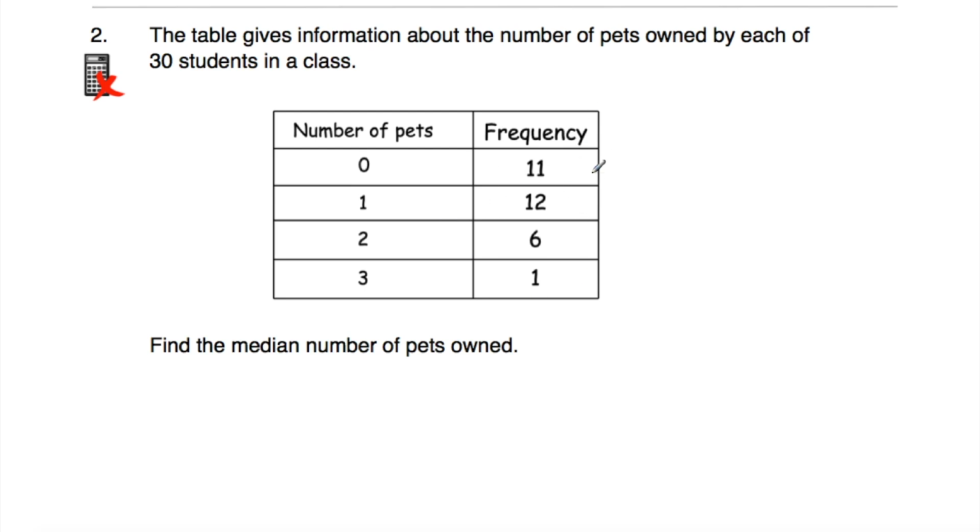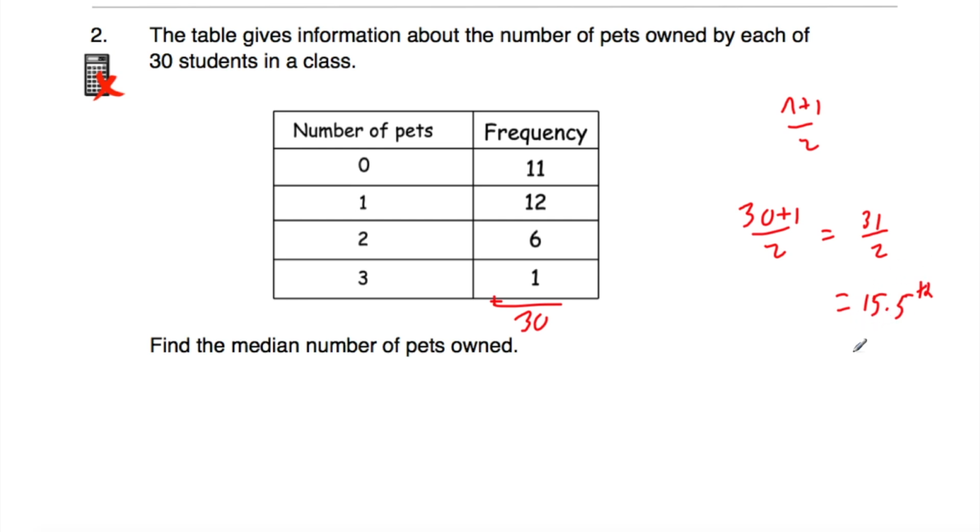Okay, but what I'm going to do is use the formula n plus 1 divided by 2. That will tell us the position of the median. So the total frequency, well, we're told there's 30 students in the class. So there's 30 people altogether. So we're now going to do 30 plus 1, divided by 2. So 30 plus 1 is equal to 31, and then we're going to divide by 2, and 31 divided by 2 is equal to 15.5. So we're looking for the 15.5th person in this list.